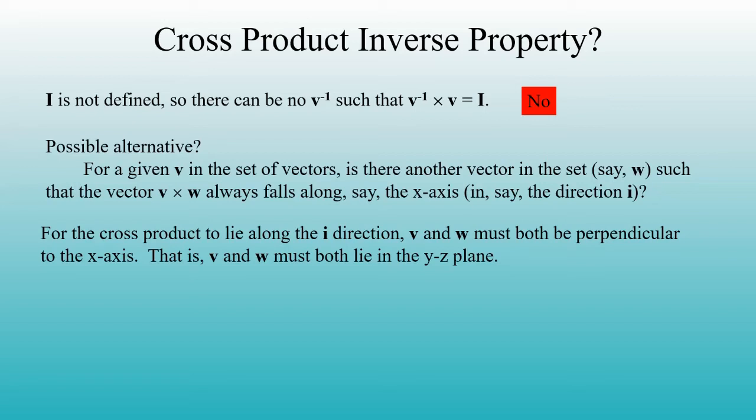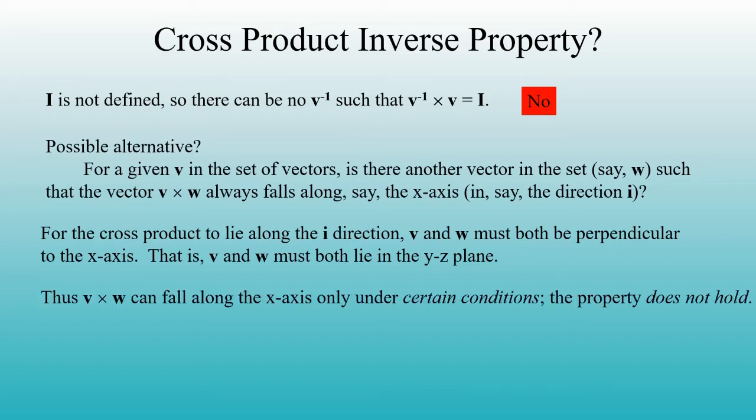Unless v is in the yz plane, there is no vector that you can cross v with that will produce a vector along the x-axis. That is a special case, not a general one. So the answer is no. The inverse property is not defined for the cross product. This also implies that division is not defined for the cross product. A may be equal to b cross c, but this does not imply that you can express b as a divided by some variant of the vector c.